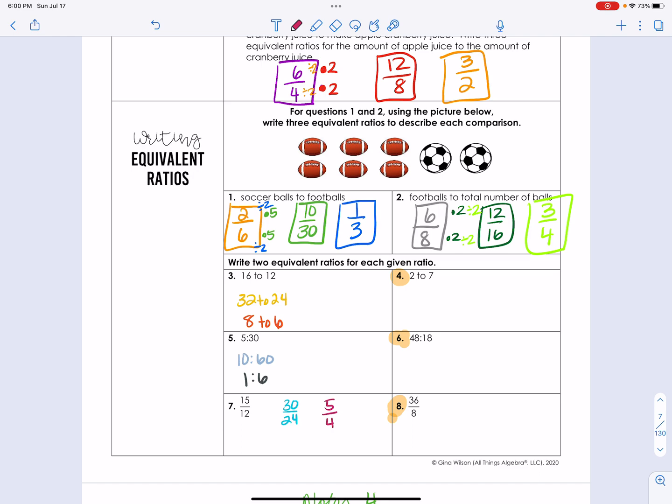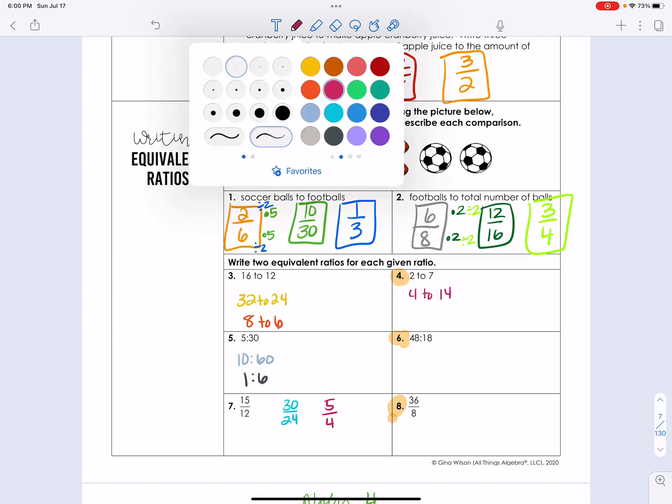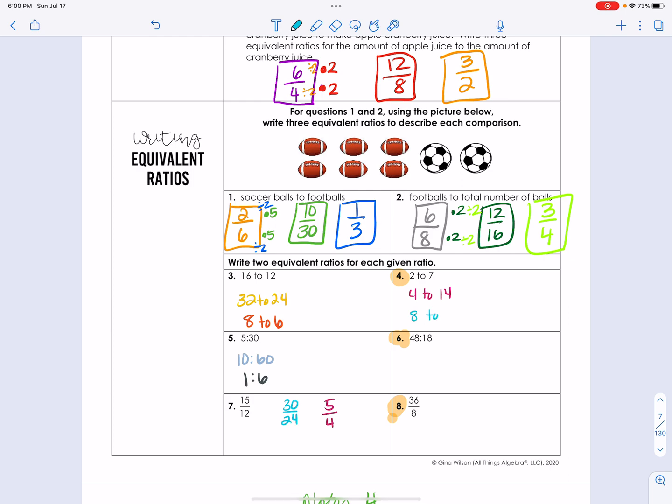So if I times them by 2, that would be 4 to 14. And I can't divide them by anything, so maybe I times by 2 again, because sometimes you're not going to be able to divide, and that's fine. So 8 to 28. Okay, there's a million answers. You could times them both by 10 and get 20 to 70. So there's a million answers that are correct.